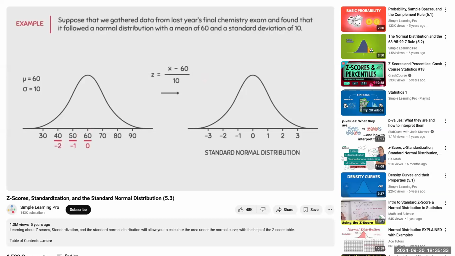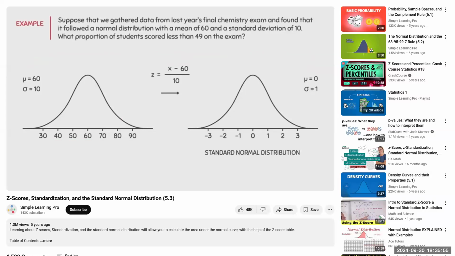If we do this for each value, you can see that we end up with the same values as the standard normal distribution. When doing this conversion process, the mean of the normal distribution will always be converted to 0, and the standard deviation will always correspond to a value of 1. It's important to remember that this will happen with any normal distribution, no matter what value the mean and sigma are.